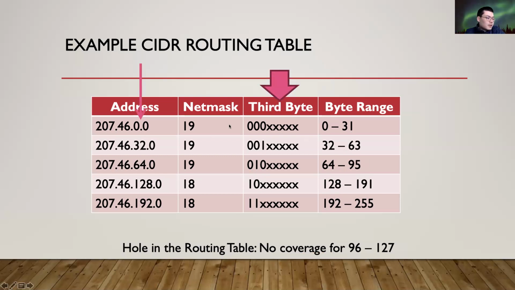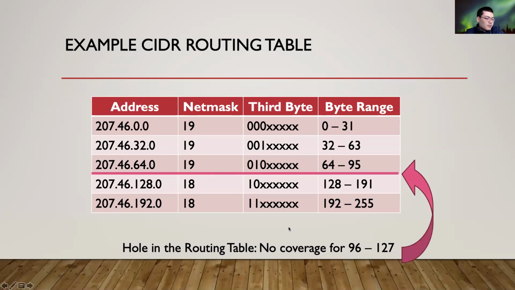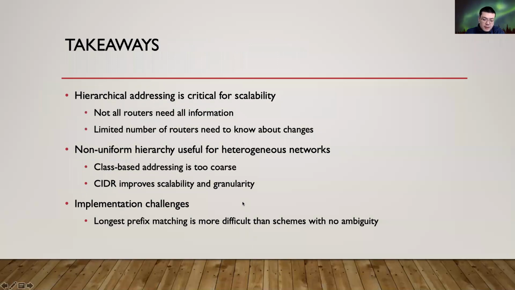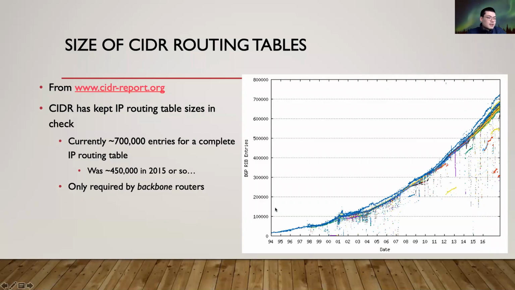So here, basically, this is the concept: usually you use the third byte to strike a balance between the network bits and the host bits. And let's take a look at the size of the routing tables, and how it increases. If you look at the years, this is not so up to date, maybe till 2018. But you can see it's a steady increase.